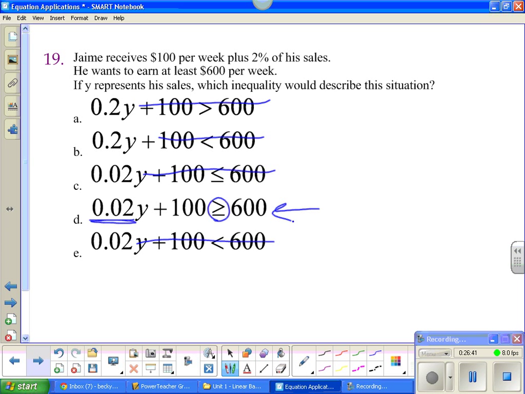Now, tell me why we have a 0.02 right here. 2%. 2% as a decimal is 0.02. So that's why they moved the decimal twice. But again, at least $600. Think about it. If you're going to go shopping, you're going to spend at least $600. That's more than or equal to $600, and that's why we have the greater than.